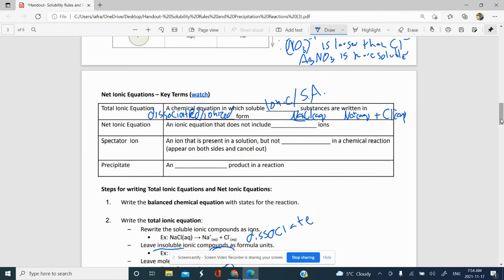So a net ionic equation is where you take your total ionic equation and you take away all the ions that do not really participate in the reaction. So basically, it does not include what's called the spectator ion. So an ion that is present in a solution but not involved in the reaction is called the spectator ion. And so if you remove those, you get your net ionic equation, which basically means the gist of the story, the most important piece of the story told. And you can also tell what your spectator ion is by looking at your precipitate, which is the insoluble product in a reaction. And typically in the precipitation reaction, it's going to be a solid insoluble product.